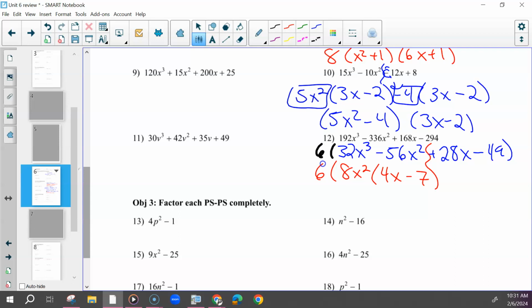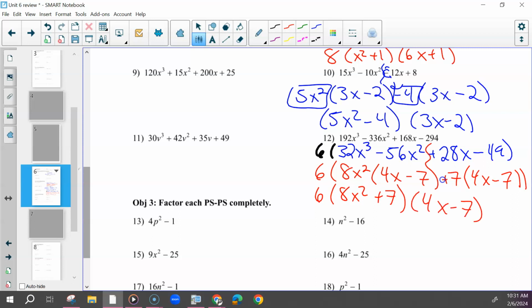And then you could do the GCF of this. It should be 7 though. Thank you. So plus 7, leaving us with 4x minus 7. And then you would rewrite it. Keep the 6 on the outside. Put the outside factors together, 8x squared plus 7, and the inside factors together, 4x minus 7. So grouping is just a lot of GCF, really. If you're good with GCF, just do that multiple times.